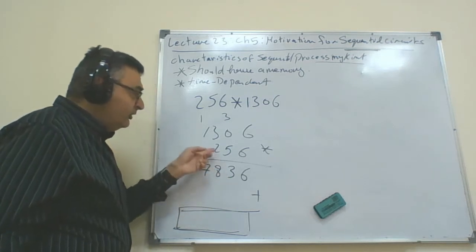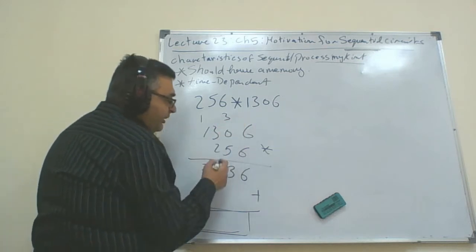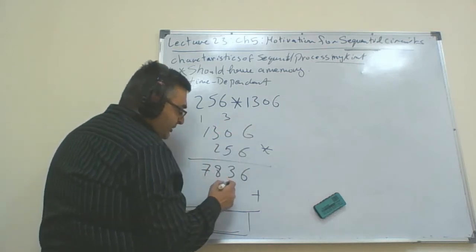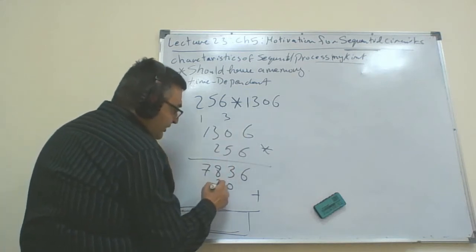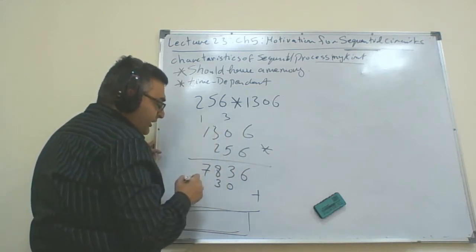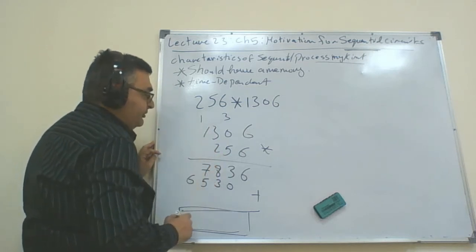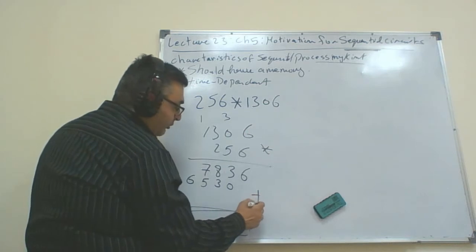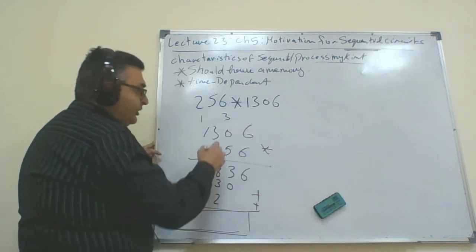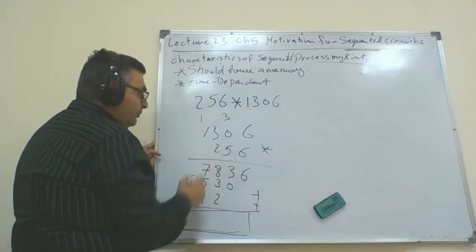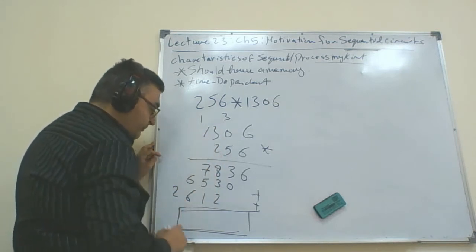So later on, after I do the rest of the multiplication, 5 multiplied by 6 is 30. 5 multiplied by 3 is 15. 5 and 1 here is 6. Then I will multiply also the 2. 2 by 6 is 12. 2 multiplied by 3 is 6. 2 multiplied by 1 is 2.